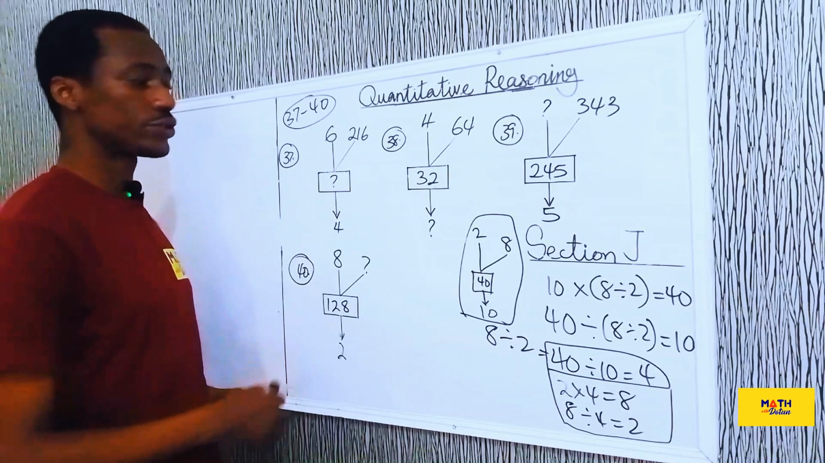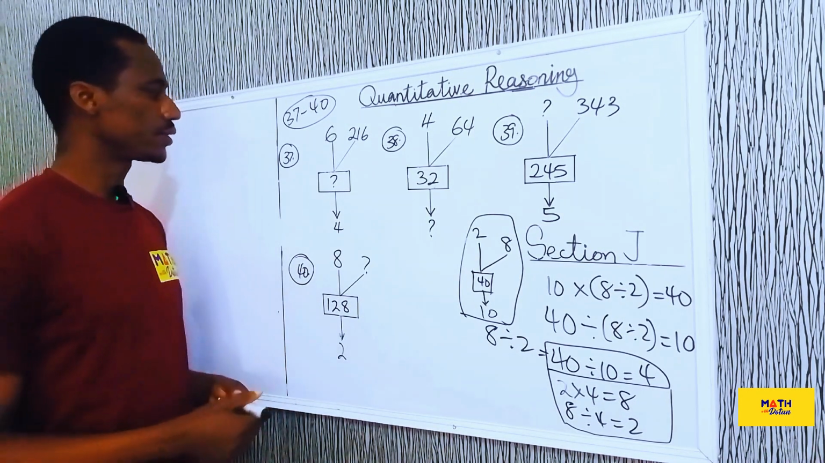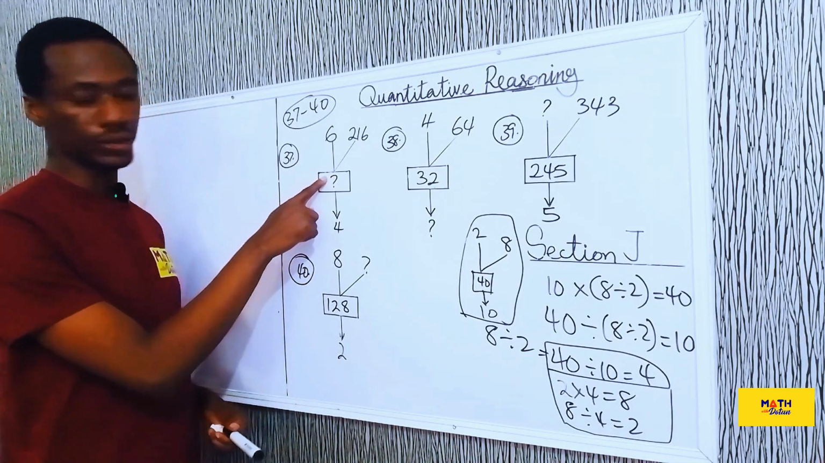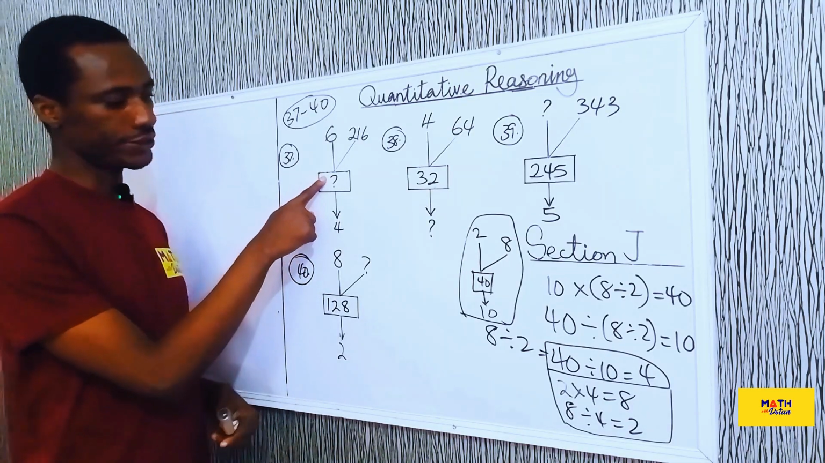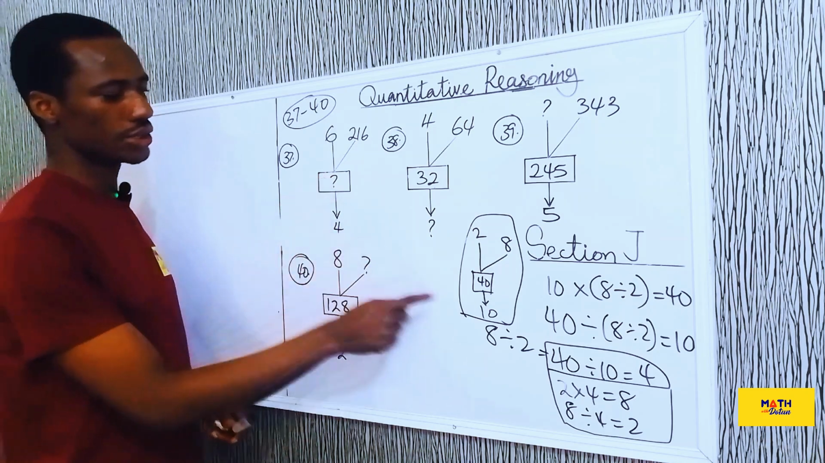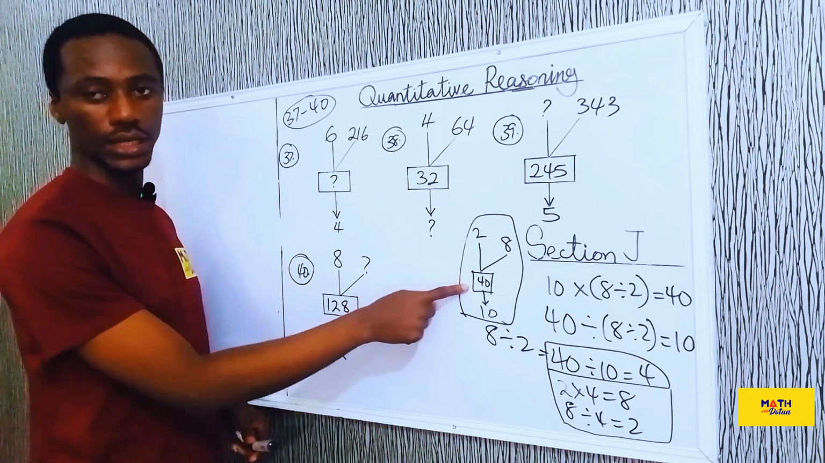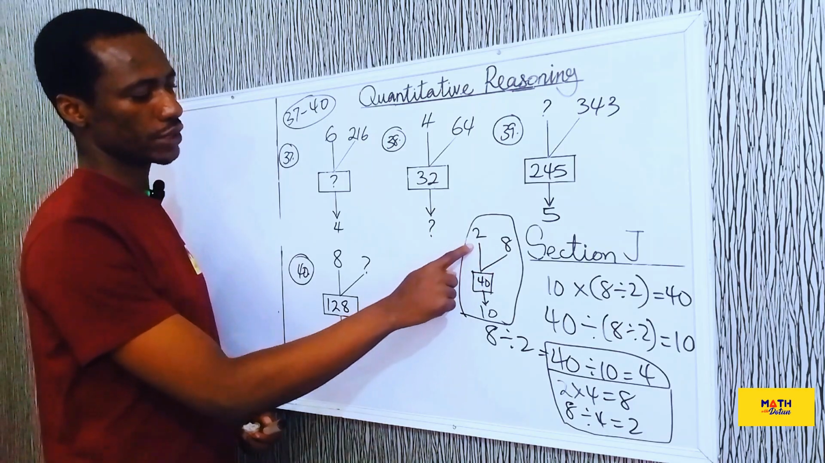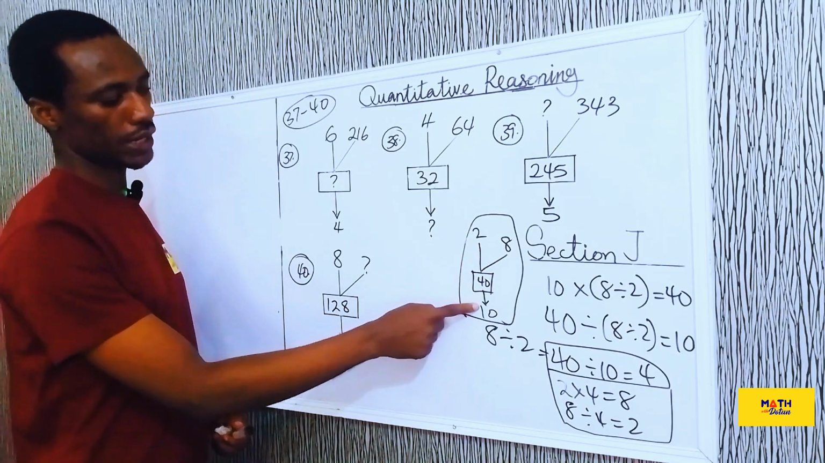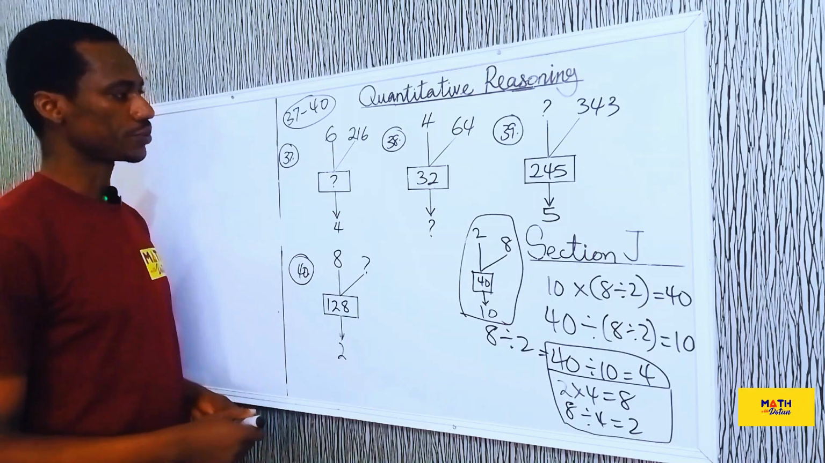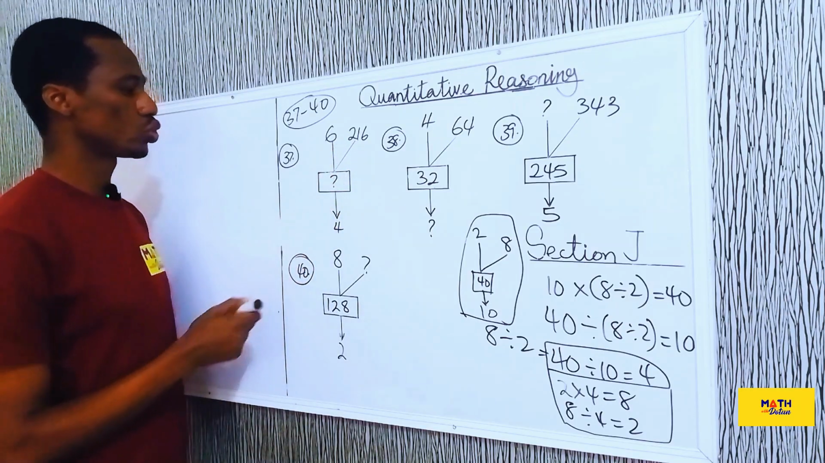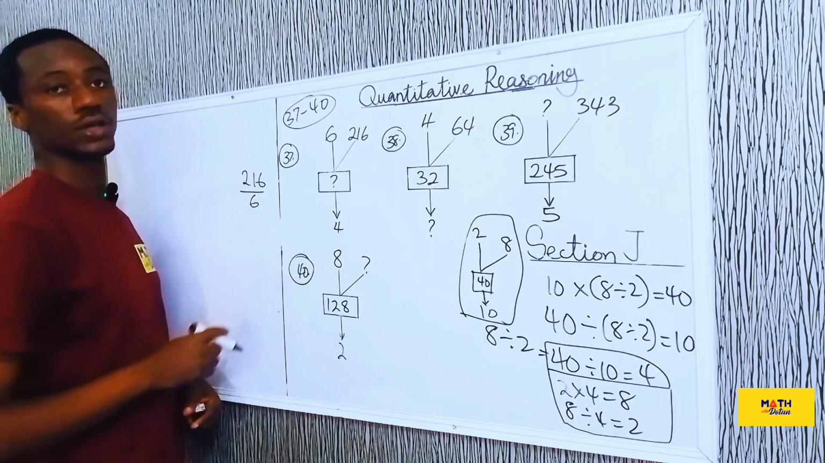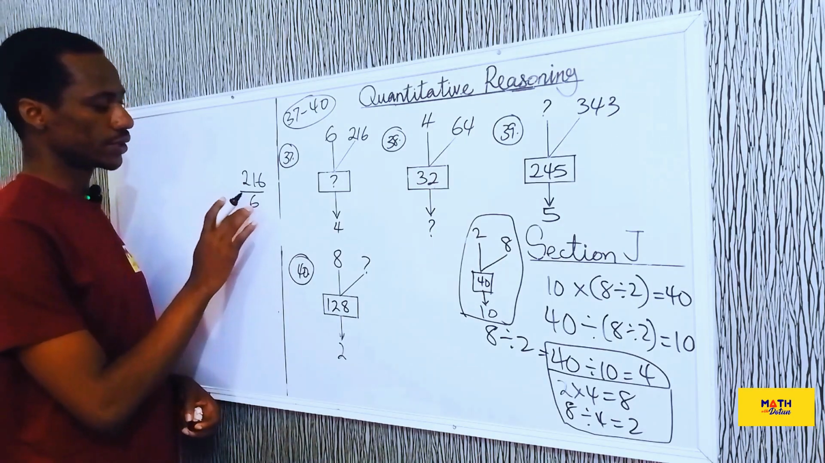All right, over to the exercises, right? In number 37, we have the box, the part here missing, all right? So how did we get it? That's from our sample, that's in place of 40. How did we get that? We did 8 divided by 2, and then we multiply the answer by 10. So that means we're going to do 216 divided by 6. All right, 216 divided by 6.